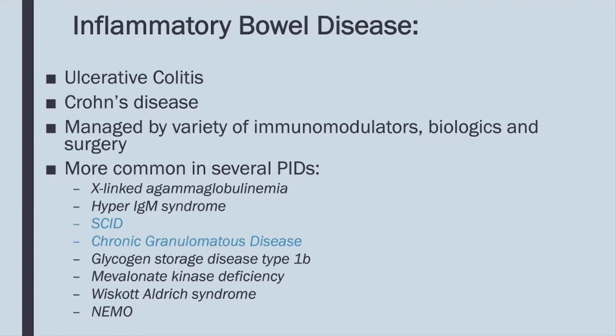Inflammatory bowel disease tends to be fairly common in patients with primary immune deficiencies, and here is just a list of some. So we tend to see this in patients with XLA or X-linked agammaglobulinemia, in hyper IgM syndrome, in SCID or severe combined immune deficiency, in CGD or chronic granulomatous disease, in glycogen storage disease type 1b, mevalonate kinase deficiency, Wiskott-Aldrich syndrome, and NEMO.